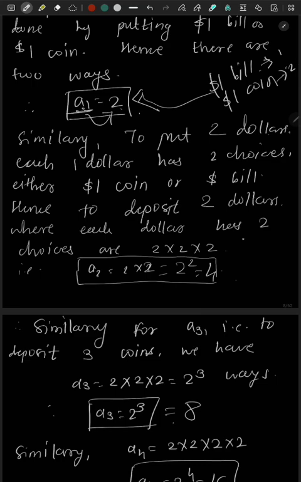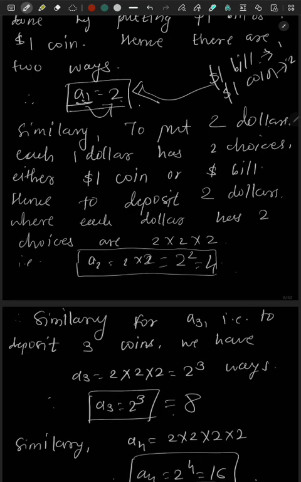So $2 can be put in how many ways? $2 means the first dollar and the second dollar. Suppose for the first dollar you have two choices, either one coin or one bill. The second time also you have two choices, one coin or one bill. Hence there are two choices for the first dollar and two choices for the second dollar. When we have this situation, we just multiply the choices. Hence A2 is equal to 2 into 2, which is 2 raised to 2, equal to 4. Hence the total number of ways to put $2 is 4.